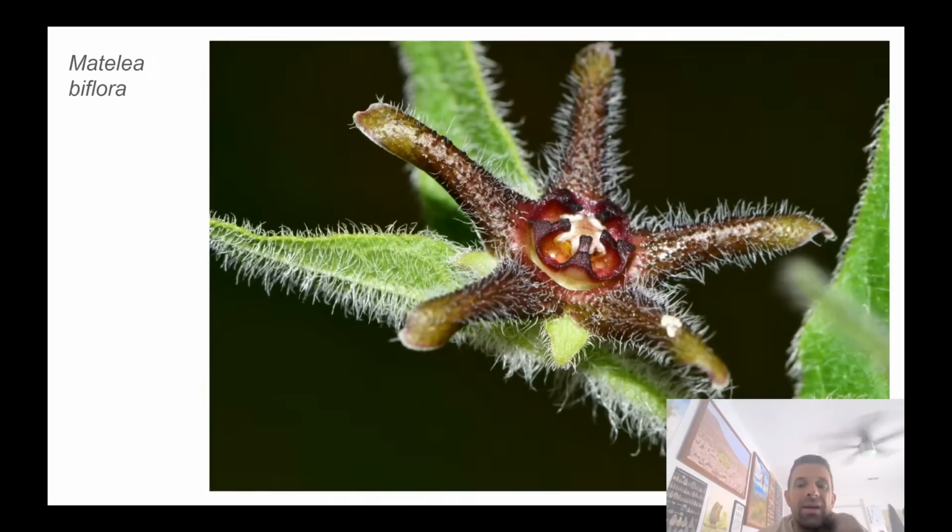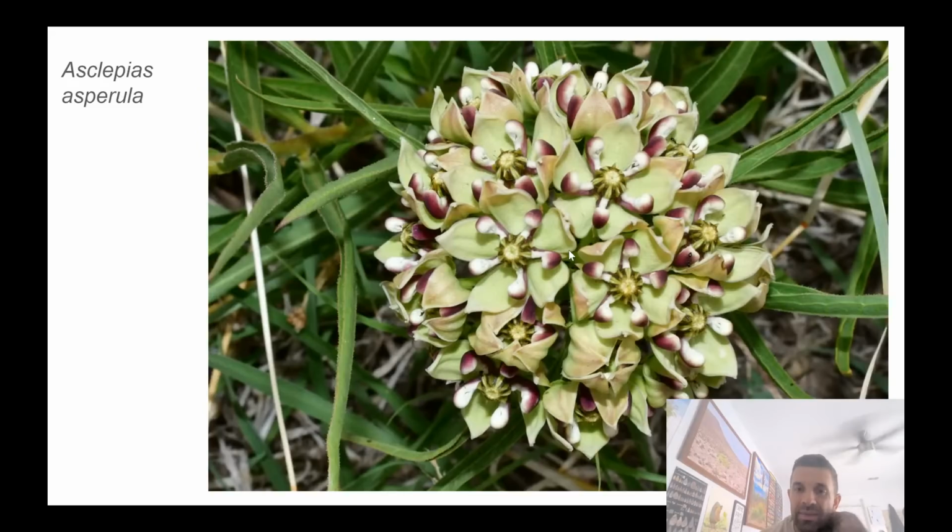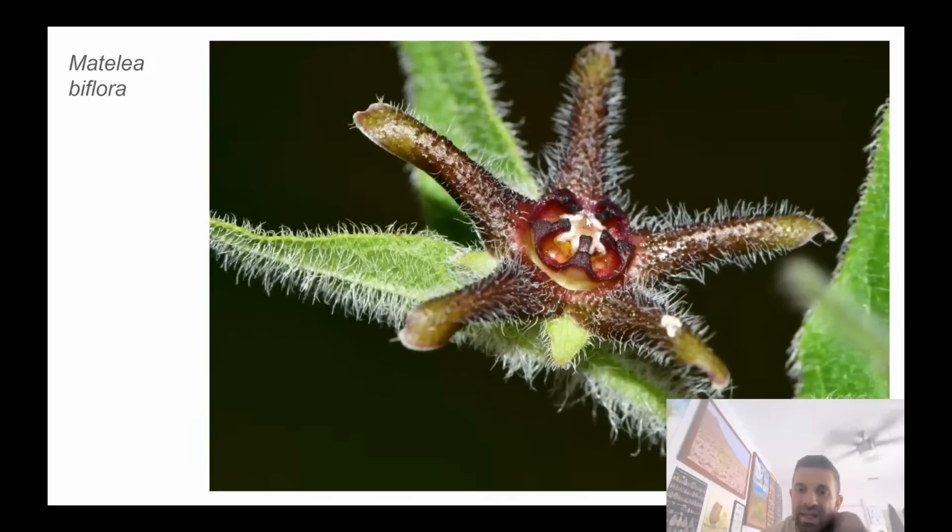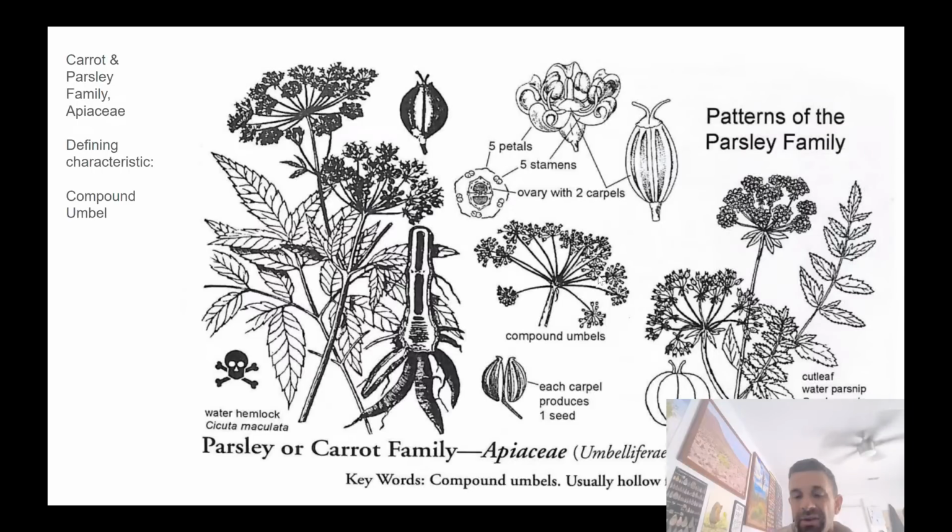etc. Okay, Matelea biflora. This grows near Austin on the Edwards Plateau. Same general thing. There's the same structure, but it's inside a smaller flower structure. Okay, really unique. It's all hairy. It grows in a dry place.